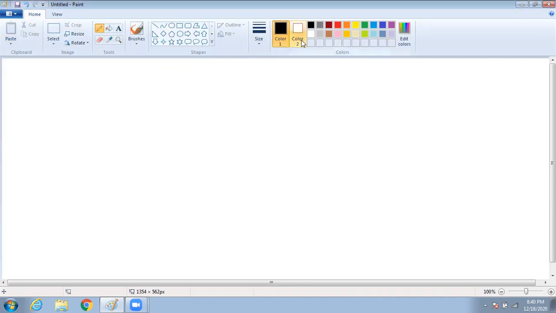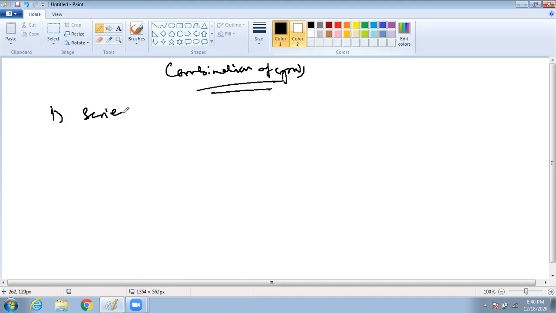Siddhi, aa raha hai na? हाँ sir. Okay. So now we'll see combination of springs. What is combination of springs? What will happen if you put two springs in series? It is the same as resistors.